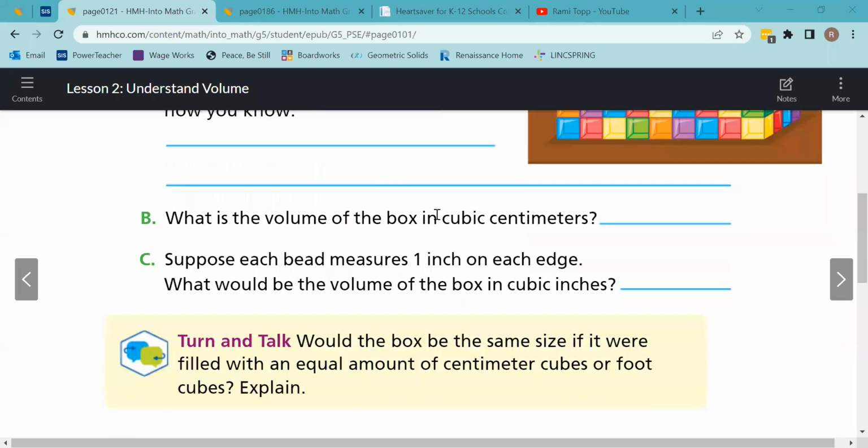Letter C, suppose each bead measures 1 inch on each edge. What would be the volume of the box in cubic inches? The numbers are the same, so this time it's going to be inches cubed instead of centimeters cubed. So again, different ways to write it. You could say 216 cubic inches like that, and that's just fine.